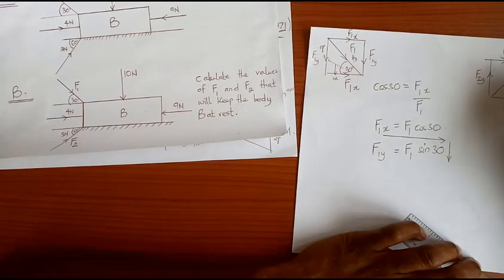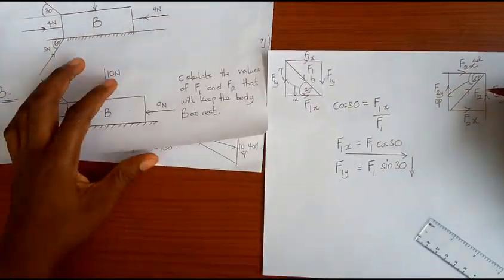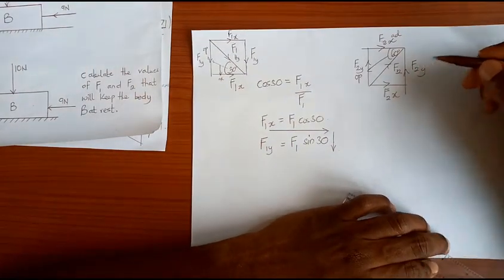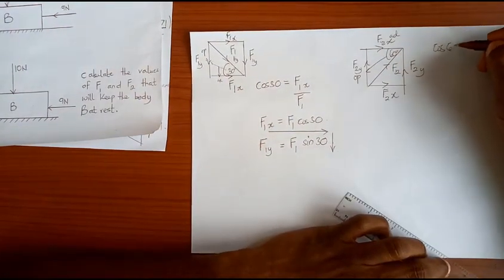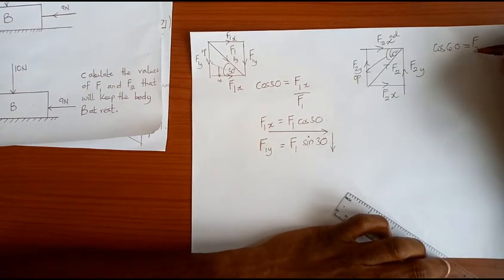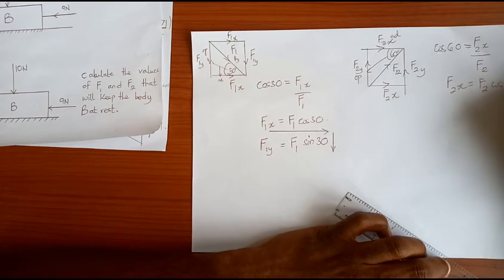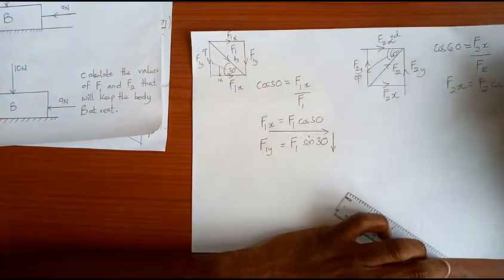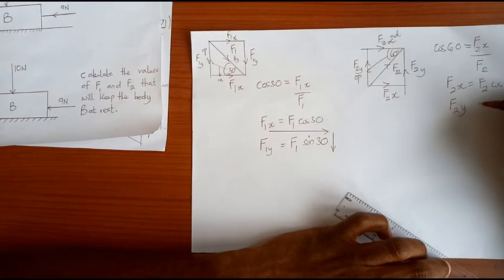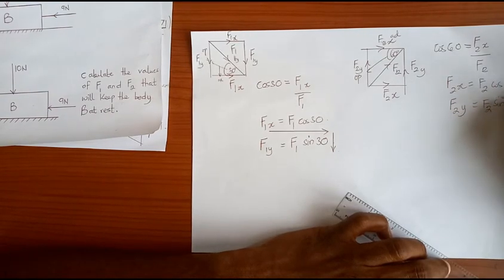Let's focus on this side. To find F2x, remember this will be my opposite, this will be my adjacent. So using adjacent and hypotenuse will help you find your F2x. So what do I say? Cos of 60 equals adjacent, which is F2x, over hypotenuse, which is F2. So I have F2x equal to F2 cos of 60. When you do that for F2y, you'll be using sine, opposite over hypotenuse. So you'll have F2y equals F2 sine 60.